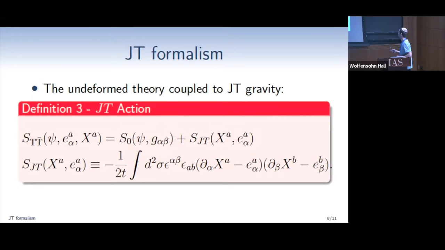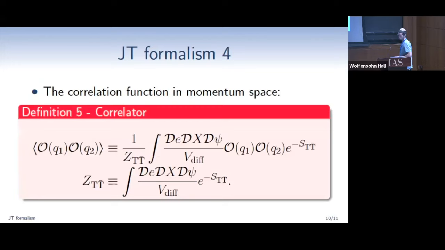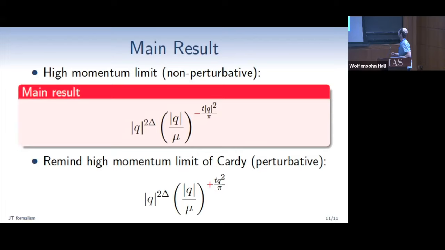The advantage of this description is that it's non-perturbative. In the other definition you increase your parameter perturbatively, while here it's a non-perturbative definition for every parameter t. Then you can define local operators in this framework, and you want to calculate the two-point correlation function. I got this result, which was extremely similar to Cardy's result except for the minus and plus sign, which is kind of a difference.